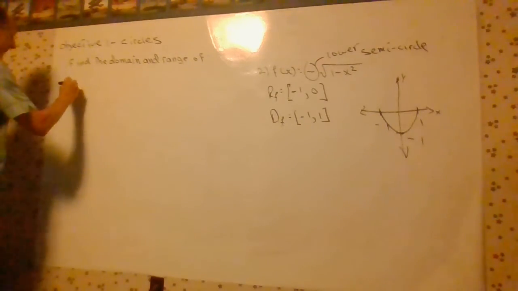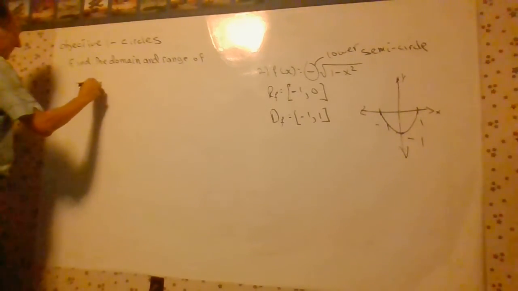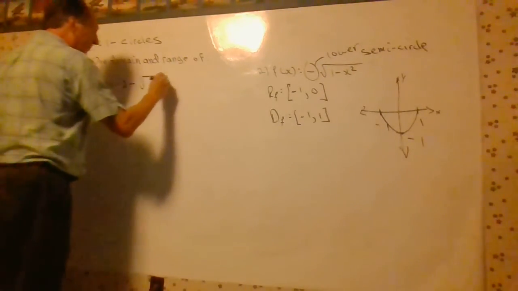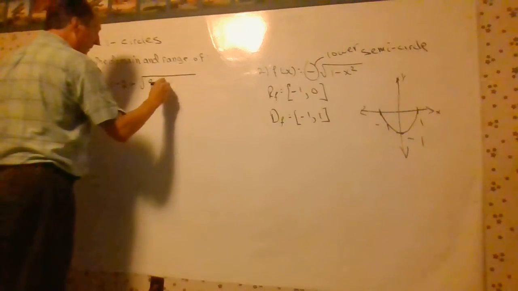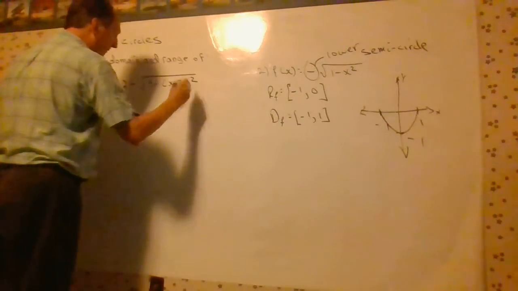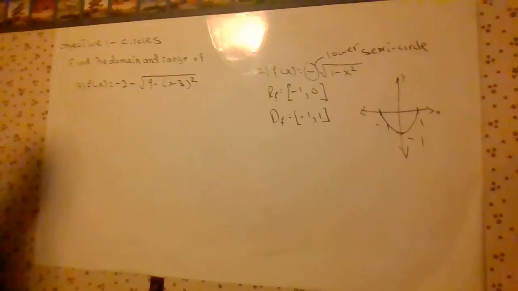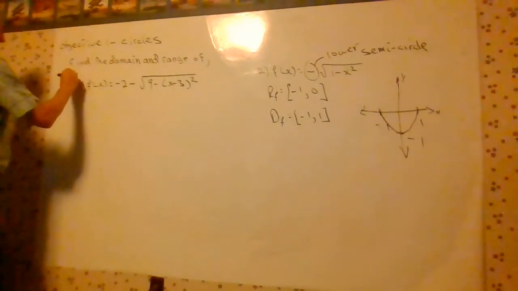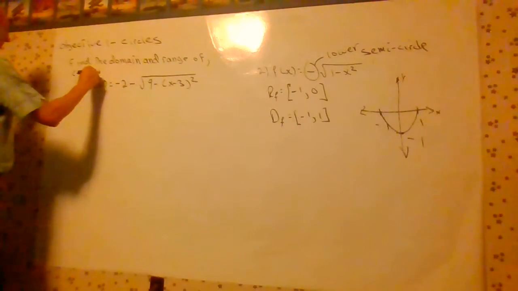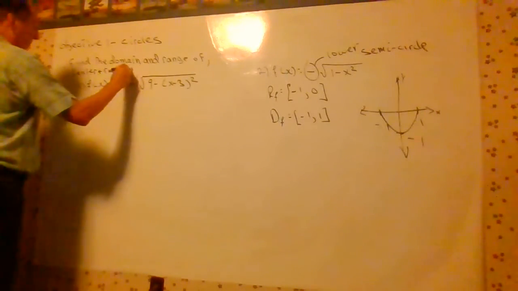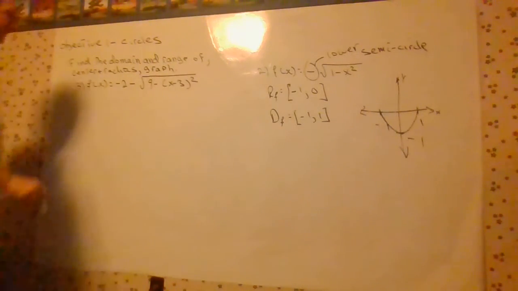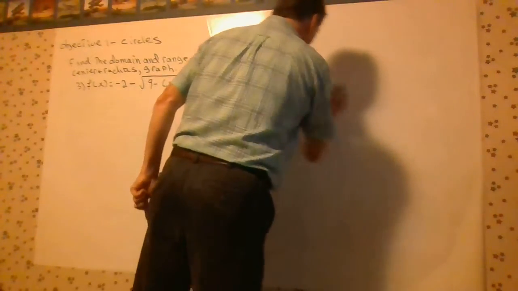Now, let's suppose we have f of x equals negative 2 minus the square root of 9 minus x minus 3 squared. We want to find the domain and range, also the center and radius, and graph. Okay, and that's quite a bit, but it actually is not that difficult of a problem.